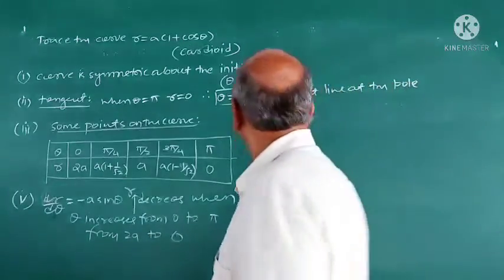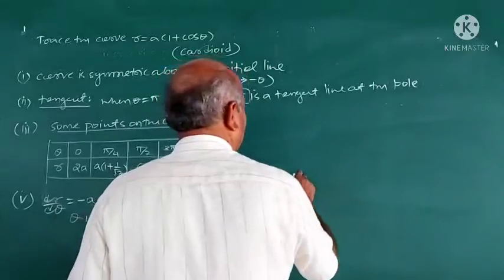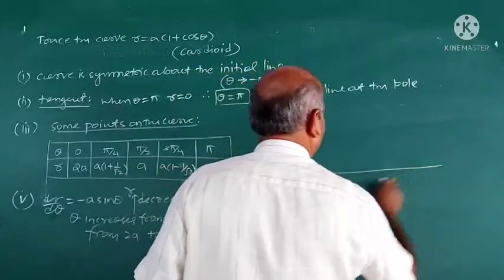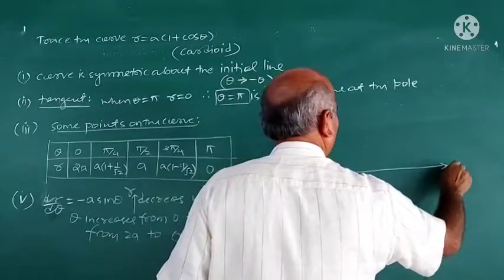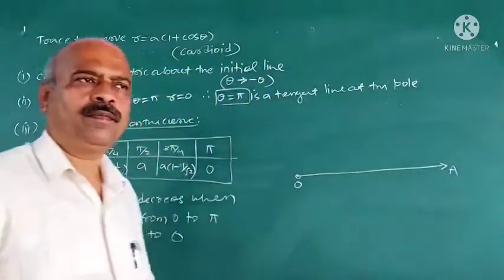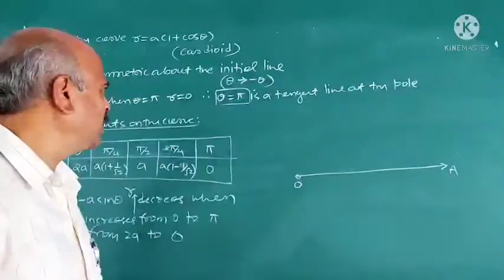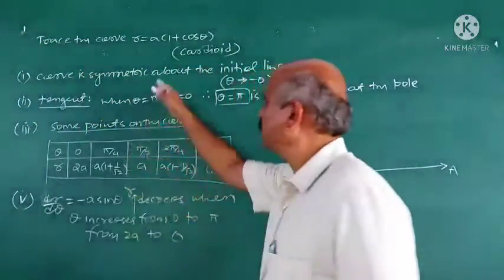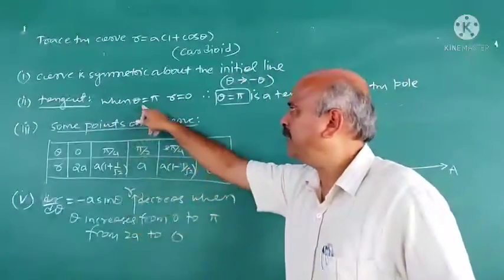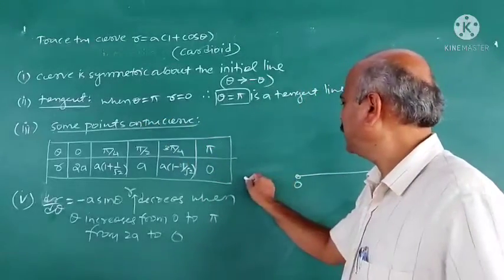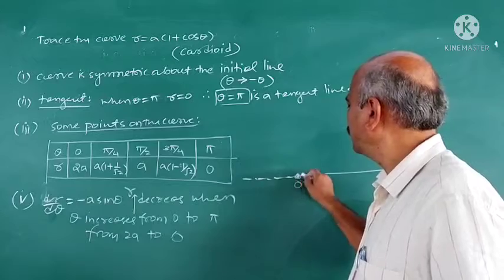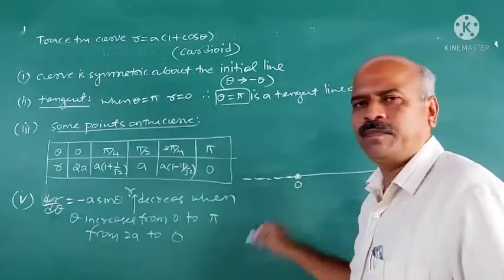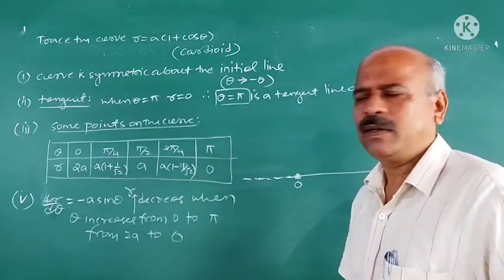Now, with this, we can trace the curve. First, I take this line, the initial line, it is O. And I take this as O, the initial line. Now, I plot these points here. And I will use these things, symmetry and the tangent at theta is pi. This is the tangent. Theta is equal to pi, because this makes an angle pi. This is the line theta is pi.